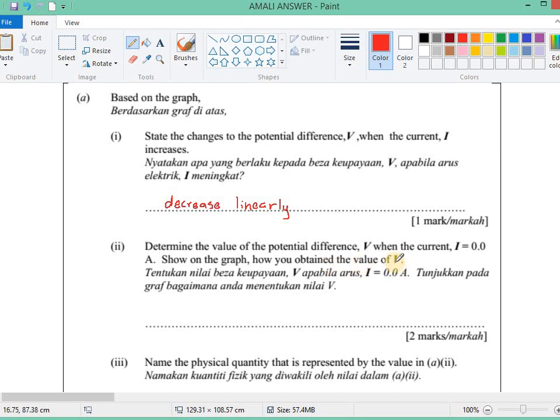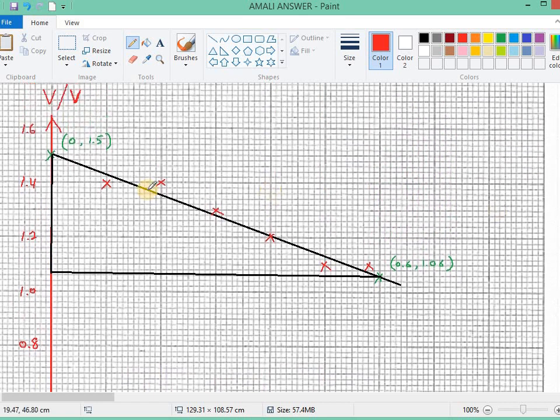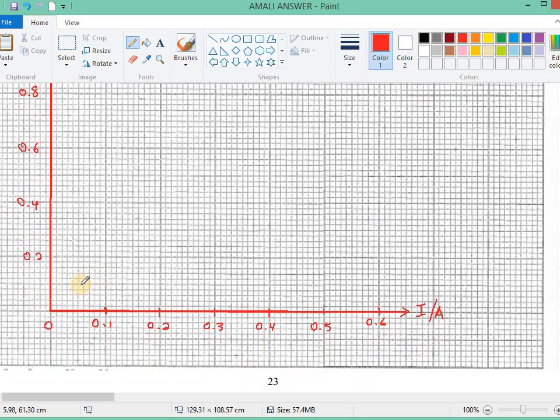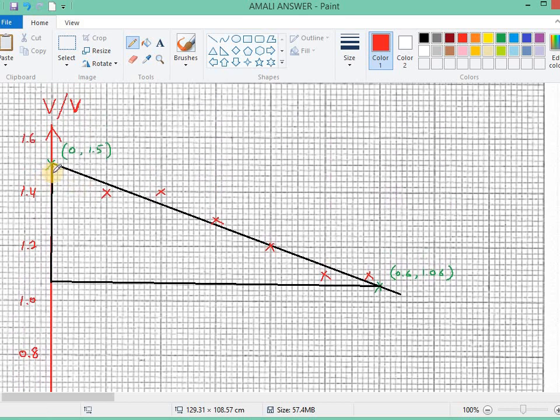Show on the graph how you obtain the value of V. So basically, what they want here is for you to show on the graph that the line touches the y-axis, because when it touches the y-axis, you can see when current is 0, the voltage is how much. So you just show the line where the graph touches the y-axis, then it will be enough to get 1 mark.